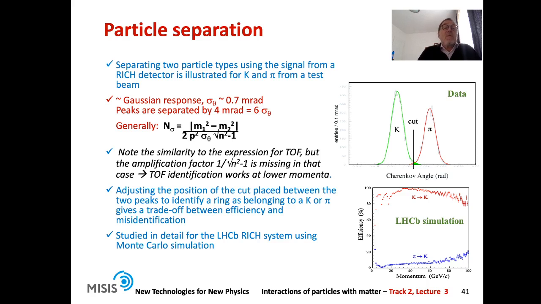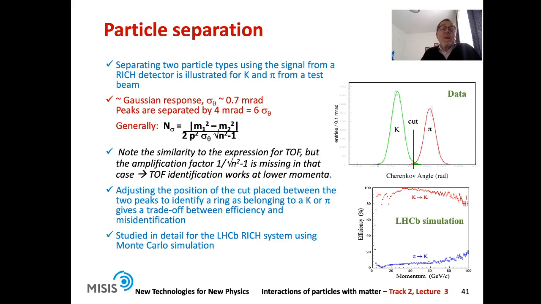And then separating two particle types using the signal from the RICH detector can be illustrated at right with the data taken at the test beam. Let's assume that the Cherenkov angle is determined with a resolution of the order of 0.7 milliradian, and then peaks separated by 4 milliradian in angle would correspond to 6 sigma, very good separation.